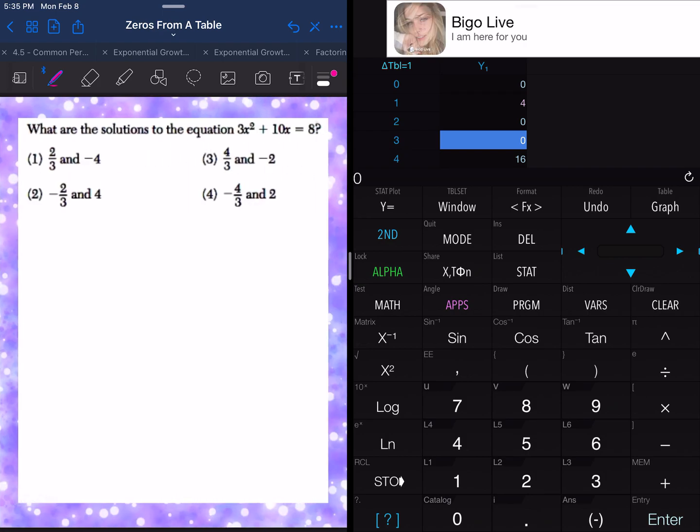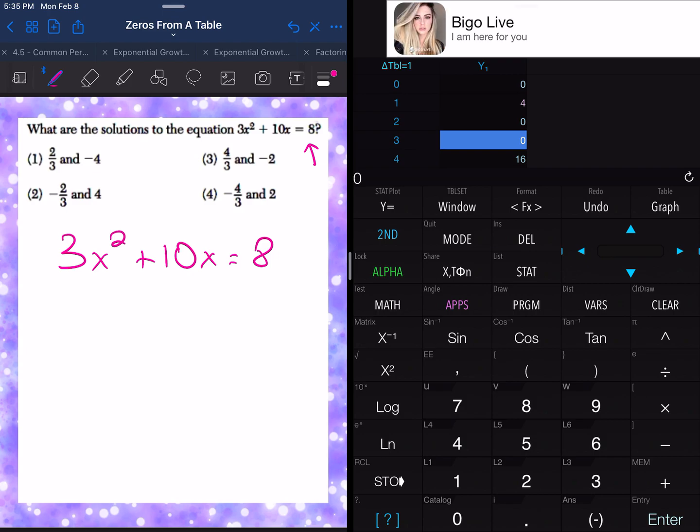Okay, this one has fractions. Don't worry, that actually will not come up, but I have a problem here. This is equal to 8. What do I want it to equal? Yes, I want it to equal 0. What am I going to do in order to set 3x squared plus 10x equals 8 equal to 0? What should I do?